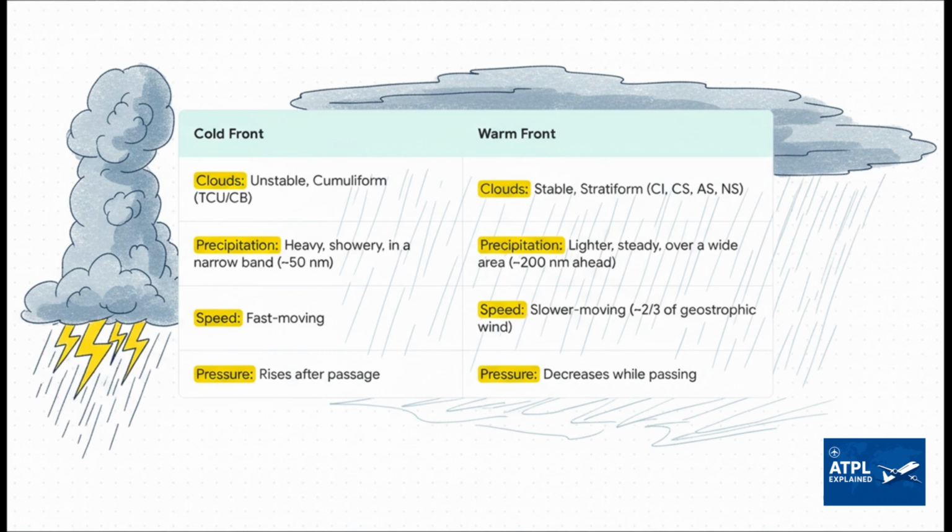That cold front bulldozer, it creates a narrow, fast-moving line of thunderstorms, cumuliform clouds, and heavy downpours. It's intense, but it's over relatively quickly. The warm front, on the other hand, with its gentle slope, creates a massive, widespread area of stratiform clouds and steady, light rain that can go on for hundreds of miles. For your exams, remember this. Cold front, intense and narrow, maybe 50 miles wide. Warm front, gentle and wide, maybe 200 miles ahead of the front.